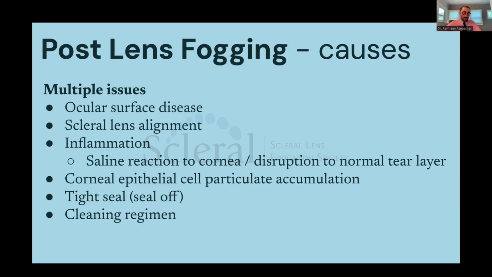It could also be due to a tight seal. So if the scleral lens is too tight, there may not be enough tear exchange, and you just might get debris accumulating in that saline component. It can also be due to the cleaning regimen, and sometimes people have different reactions to cleaning regimens, so sometimes you might need to change the cleaning regimen to better address it and try other formats to try to help.